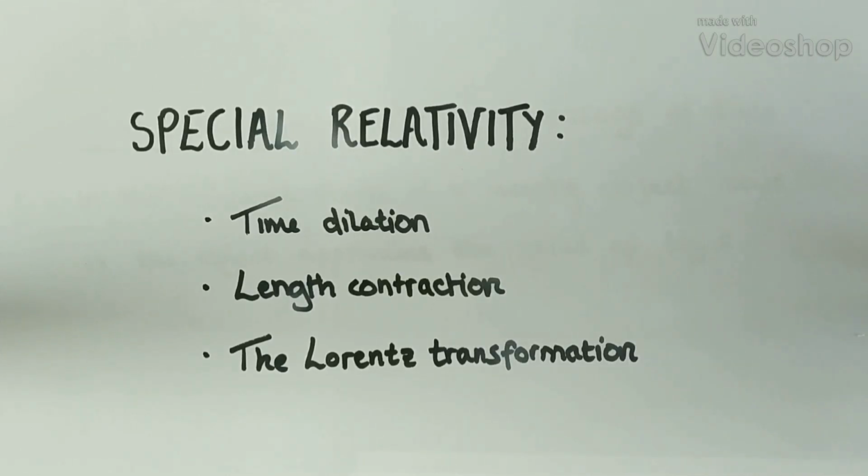In today's video, we're going to explore the concept of special relativity, and we will learn to describe some of its bizarre consequences, such as time dilation and length contraction. Towards the end of the video, we will look into the Lorentz Transformation, which describes the space-time coordinates of two different observers moving at relative speeds to each other.